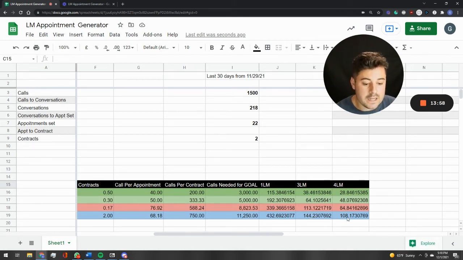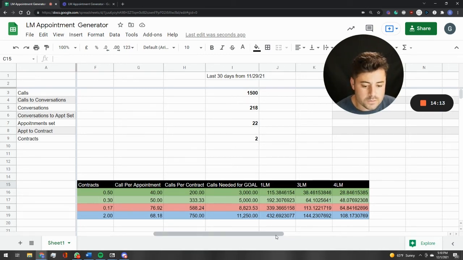And instead of looking at hiring more people, at 4 lead managers, it's only 108 calls. At 5 lead managers, I'm sure it's at 80 something calls, right? If you kept it going. But why do we need to hire more people? Why do we have to spend more money?